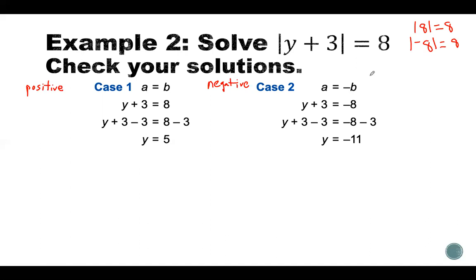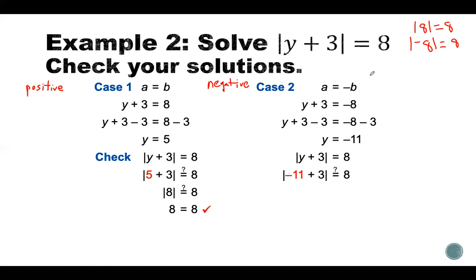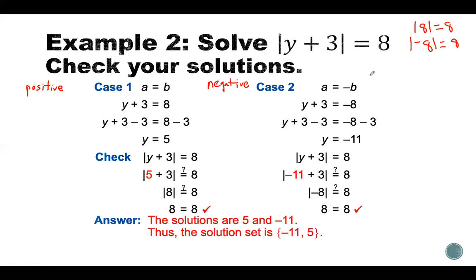Now, it's very important to go ahead and check your solutions to make sure that they both work. So we're going to go ahead and substitute 5 in. 5 plus 3 is 8. The absolute value of 8 is 8, so that works. Now we're going to go ahead and try it with -11. -11 plus 3 is -8. The absolute value of -8 is 8, so we are good. So that means we have 2 solutions, both -11 and 5. Again, pause as needed for you to take notes.